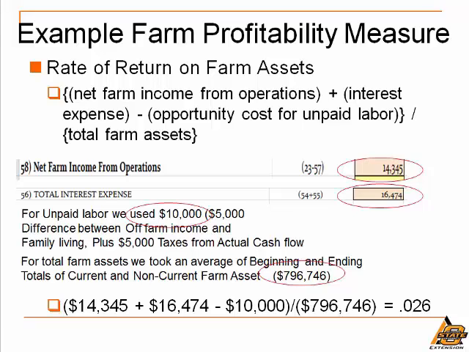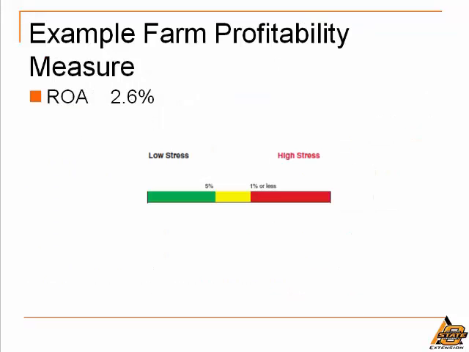In the denominator, we need a total farm asset value. Since return on assets is a measure of financial performance over time, it makes sense to use the average of the beginning and ending values for the farm assets. Again, the sum of current and non-current assets. The resulting value based on the case farm is 0.026 or 2.6%. Again, this 2.6% value can be compared to agricultural industry benchmarks using the example stoplight graphic.